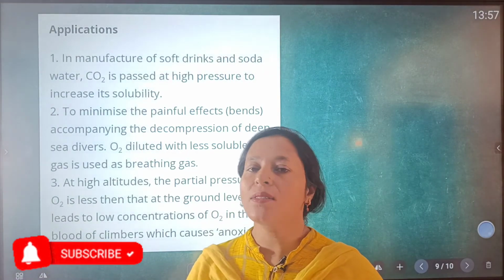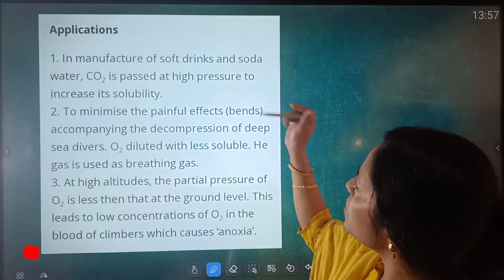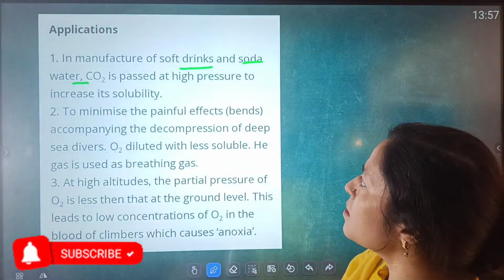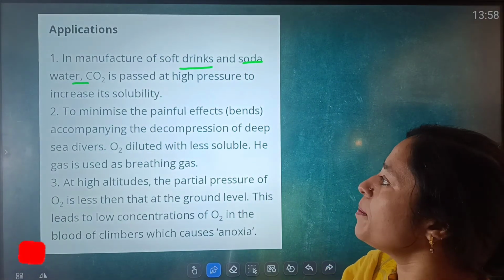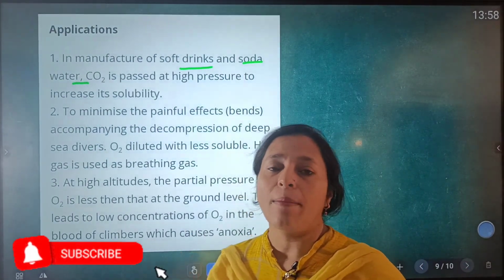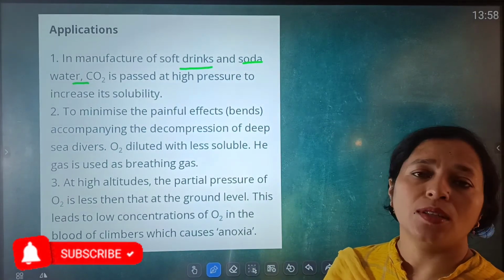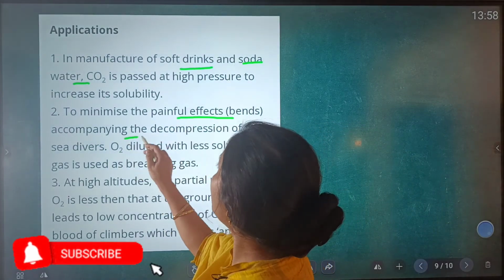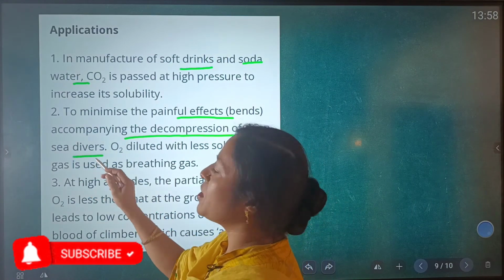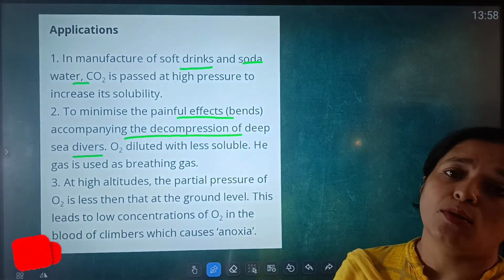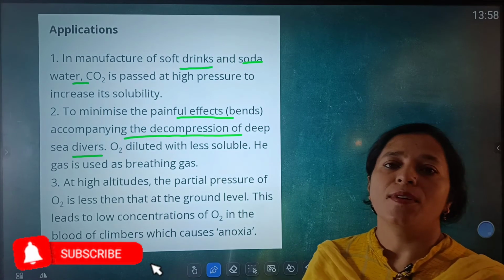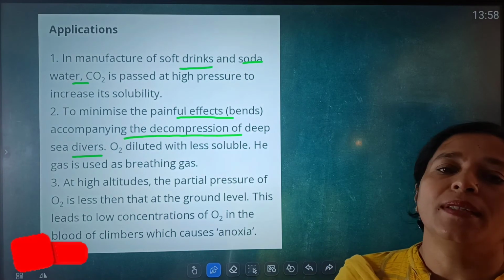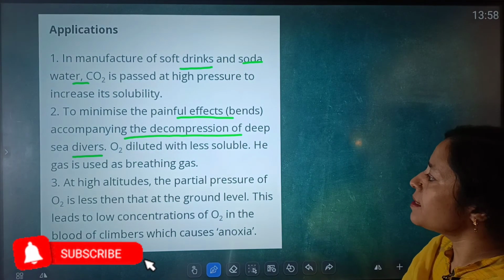Applications. What are the applications of Henry's law? In the manufacture of soft drinks and soda water, you must have taken these things. Carbon dioxide is passed through them at high pressure. When the carbon dioxide is passed at high pressure, its solubility also increases. Number two, to minimize the painful effects accompanying the decompression of deep sea divers. The deep sea divers, when they go deep into the sea, suffer from oxygen problems, and in that case, if we dilute the oxygen, then its solubility decreases. So, what they do is take helium gas instead.